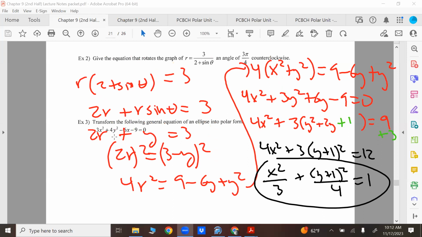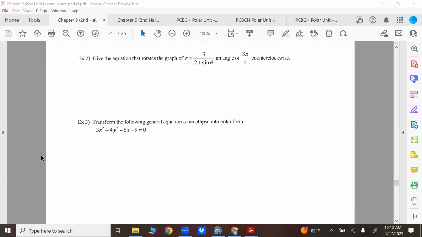Okay, examples 2 and 3 to wrap up part 3 of these notes. Give the equation that rotates this by an angle 3π/4 counterclockwise. Don't overthink that one. It's really just this. Going counterclockwise, you want to move in the positive direction, I suppose. Like you want to go this way, right? So what do you guys think I would do for this one? Don't overthink it. It's not that complicated.